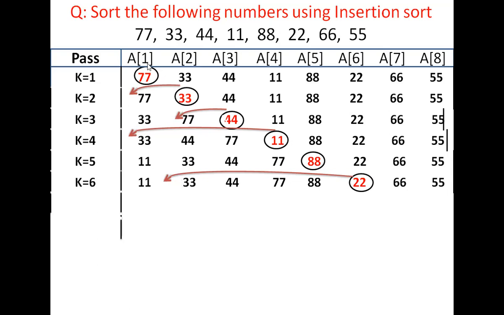So that means in A of 1 position 11 is there and 22 should come to A of 2 position. So you have to create room for A of 2. For this purpose, first I move 88 to A of 6 position, 77 to A of 5 position, 44 to A of 4 position, and 33 to A of 3 position, and 11 will remain as it is in A of 1. Now just see here, room is created, space is created for 22. Now copy 22 or insert 22 in its proper place such that 11, 22, 33, 44, 77, 88 is sorted.